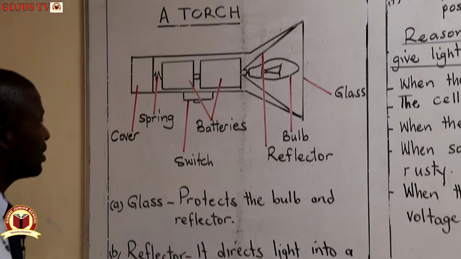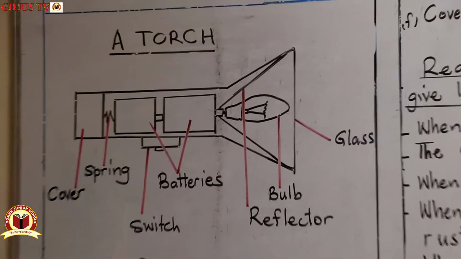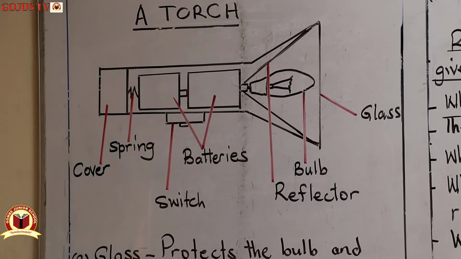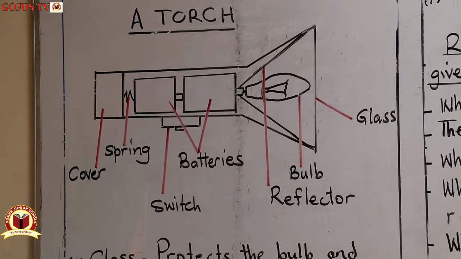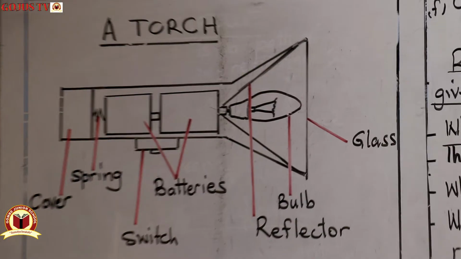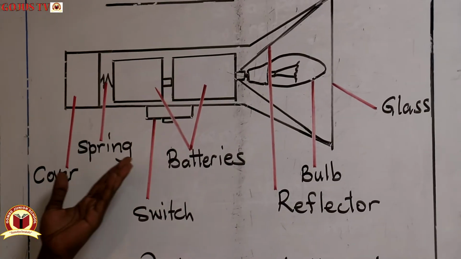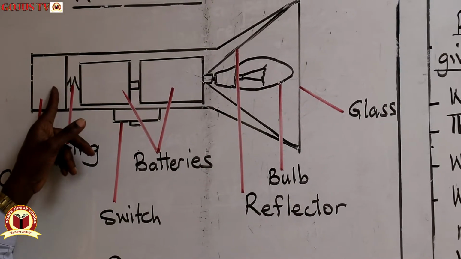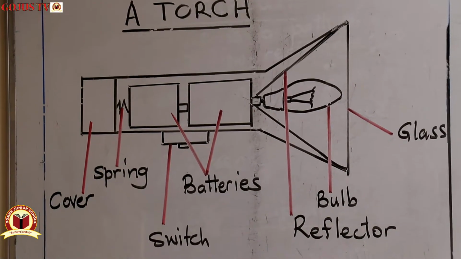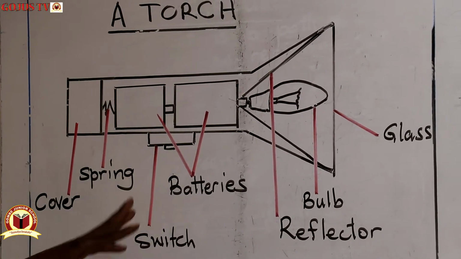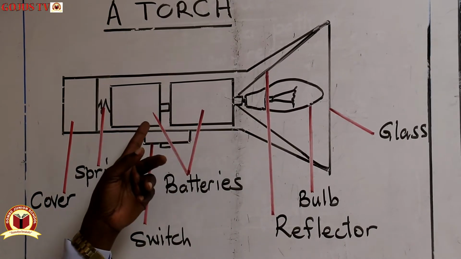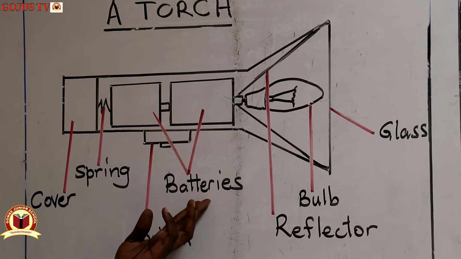So when we look at our torch, we are going first of all to look at the parts of a torch. We have a cover. That one is at the end of the torch, which you normally open, and then you see what is inside, or you fix the cells. There is a spring that is normally attached to the cover. When you remove the cover, you will be able to see a spring inside there. There is a switch on a torch. A fully loaded torch must have batteries.